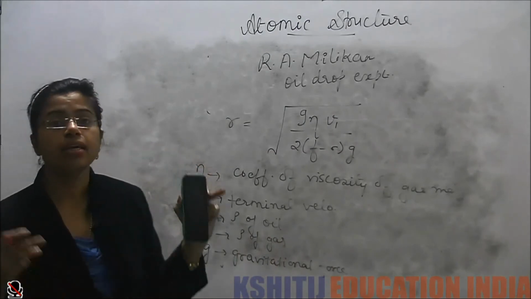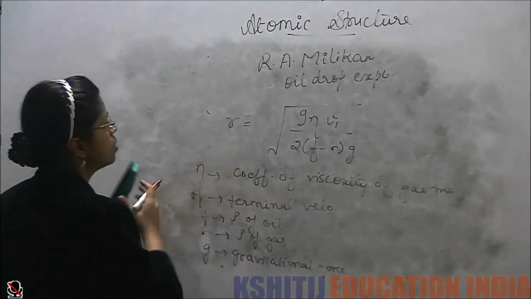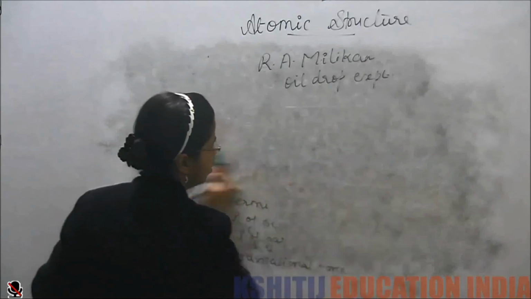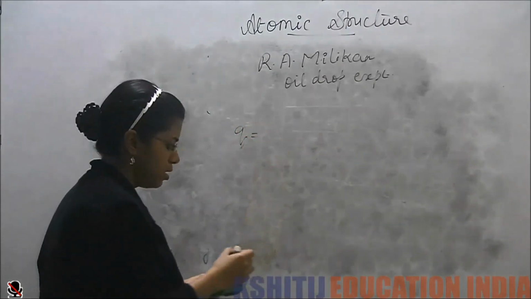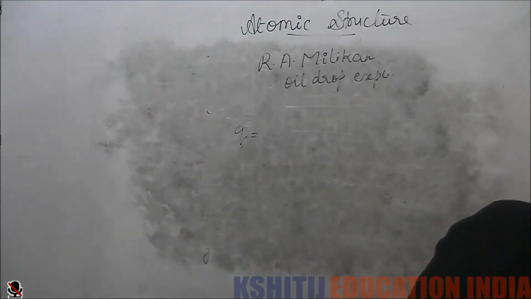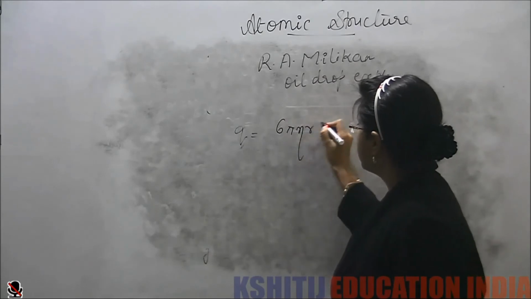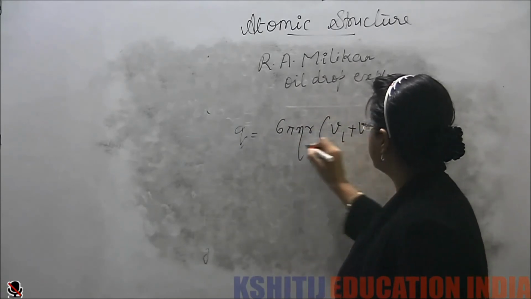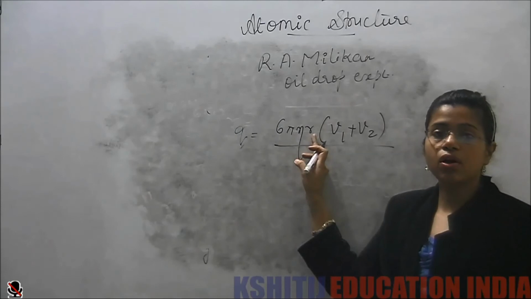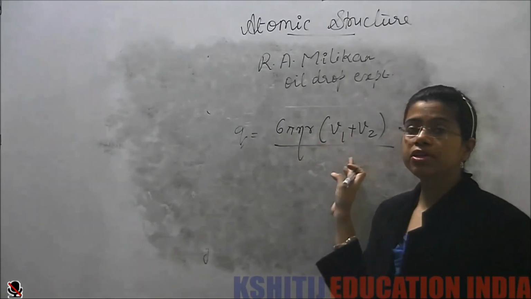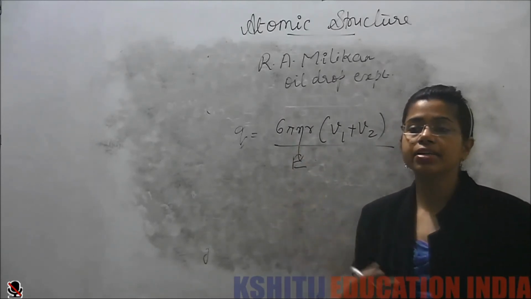And the charge on the electron was given by the ratio 6π eta r (v1 + v2) divided by E, where again eta is the coefficient of viscosity of the gas, r is the radius of the oil drop that we just found out, v1 and v2 are the terminal velocities, and E is the electric field strength.